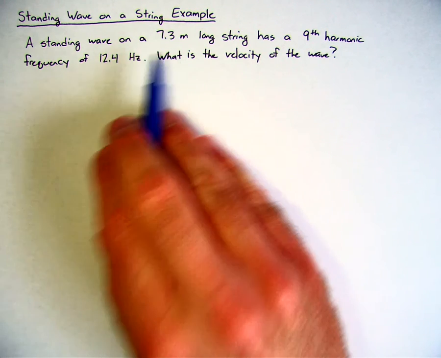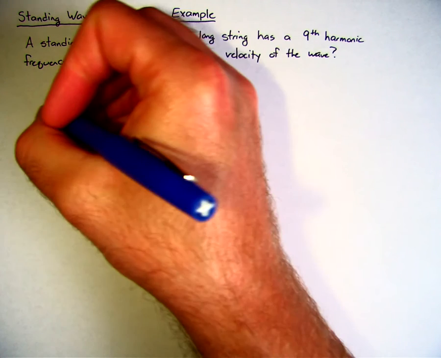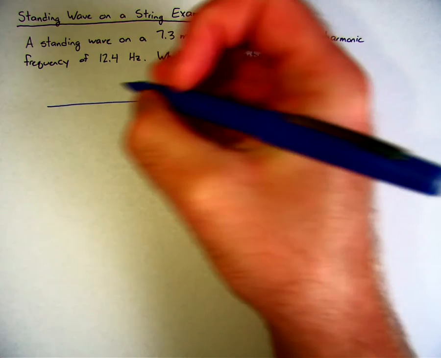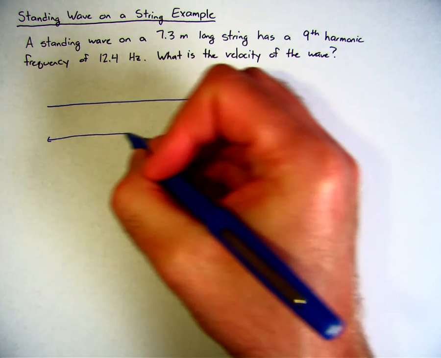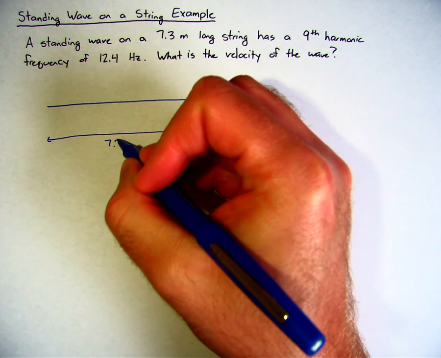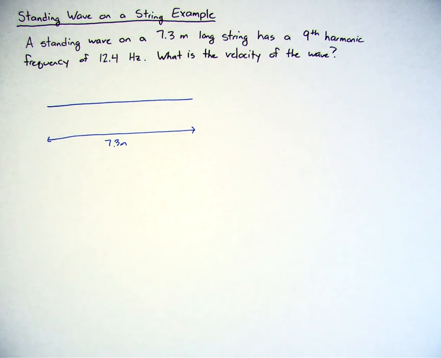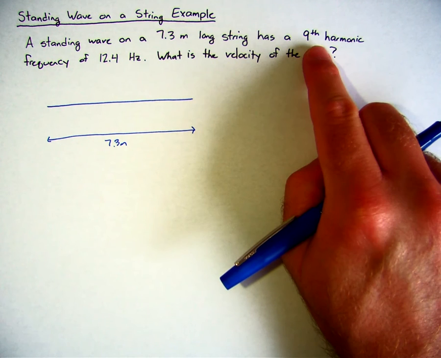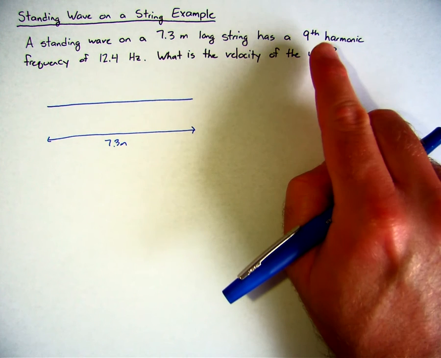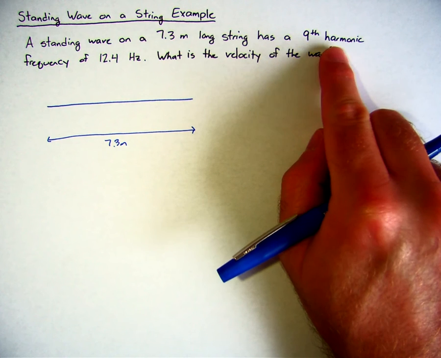Since I know that the string is 7.3 meters long, I'm just going to draw that out. And I also know, and this requires really an understanding of standing waves, that the first harmonic is going to have just a single loop. That means that the ninth harmonic is going to have 9 loops.